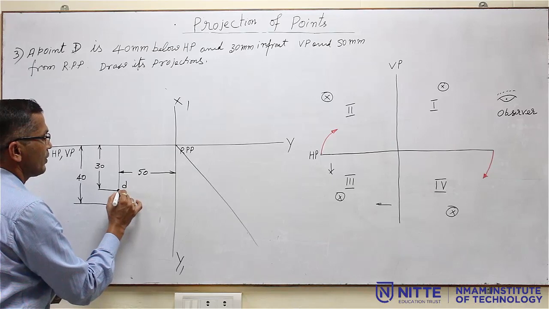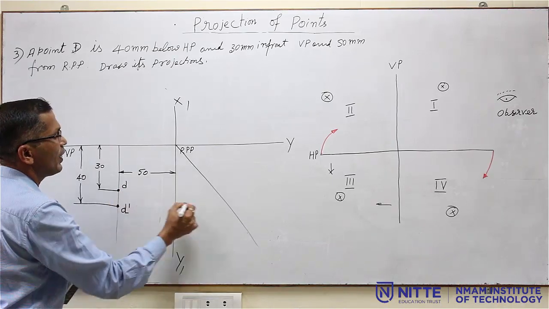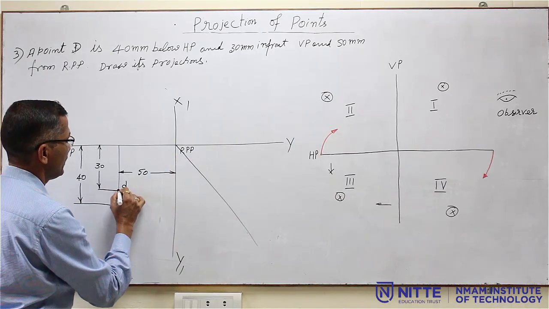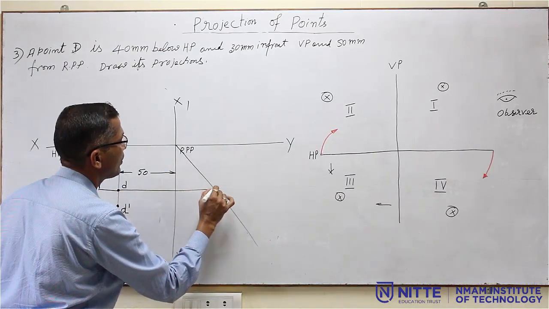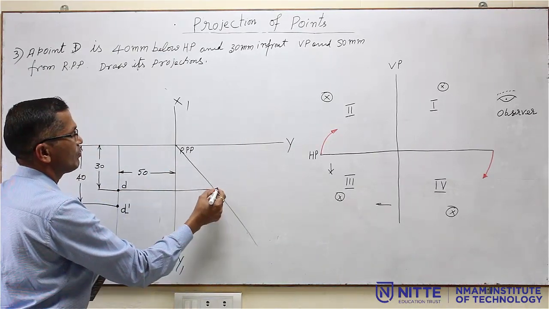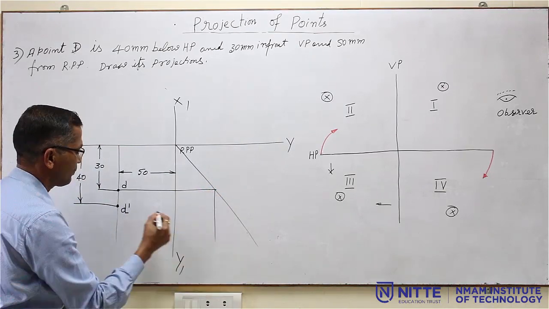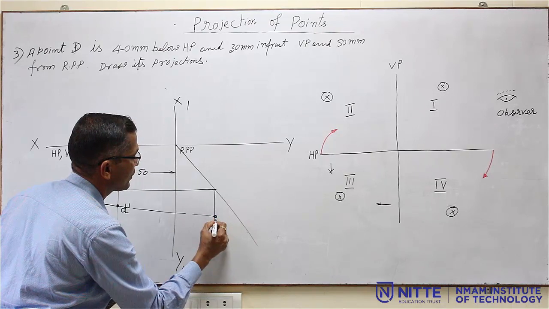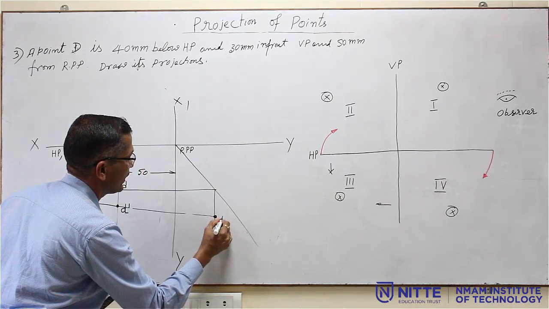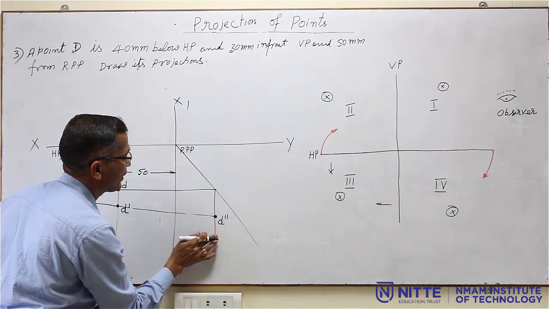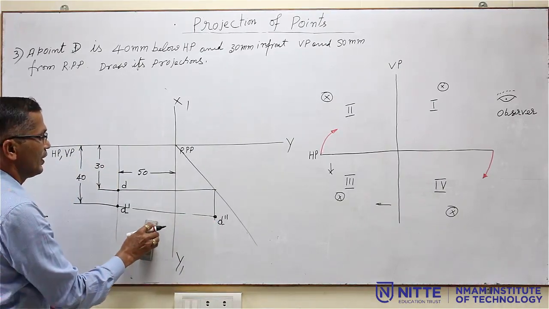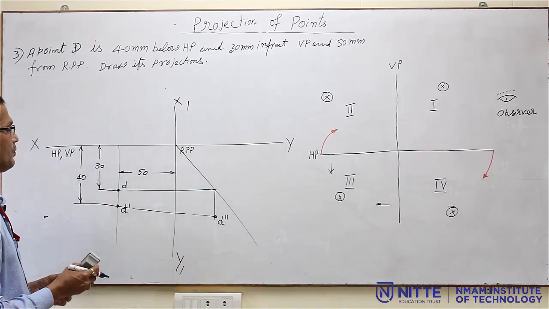So, very important here, go to the top view. If you go to the front view and go on drawing, you will end up with a different solution. So, go to the top view. Whenever it touches the 45 degree line, move down. Then from the front view you draw one more line. The intersection is D double dash. So, this is the profile view of the given problem.